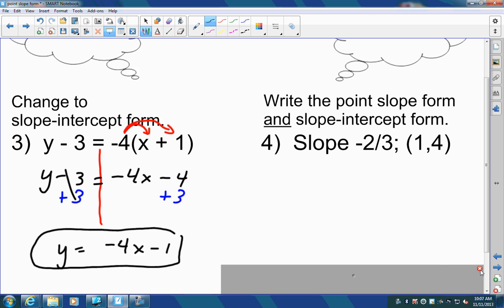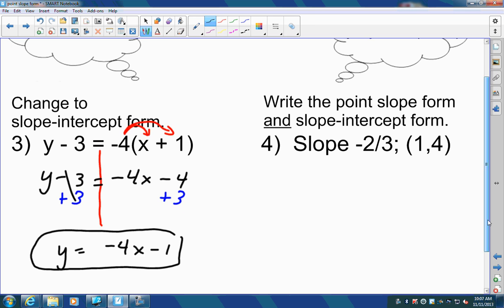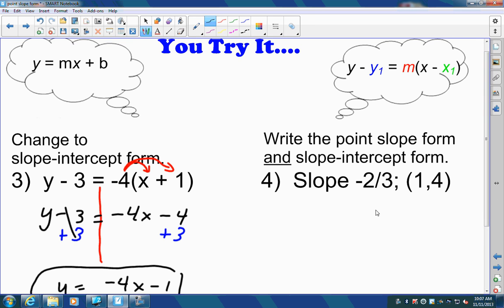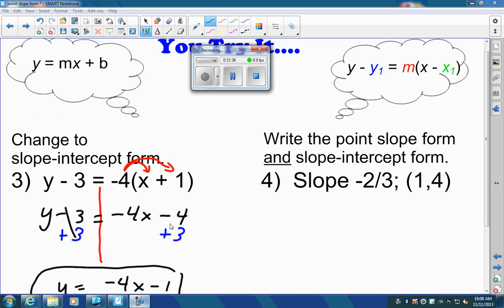Number 4, it wants you to write this information into point-slope form and into slope-intercept form. So the first thing you need to do is change this and write it into point-slope form. Once you get it like that, like number 3 over here, then we can move it into slope-intercept form. Please do that now.